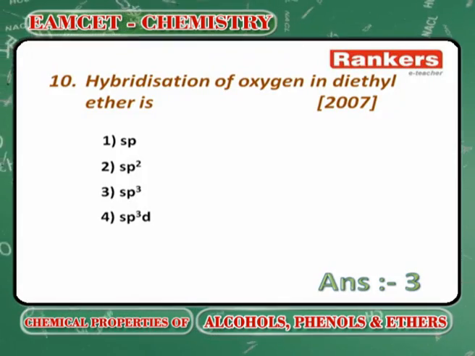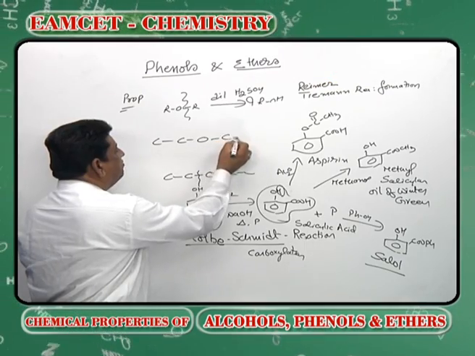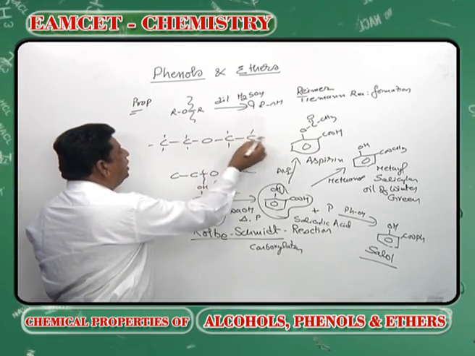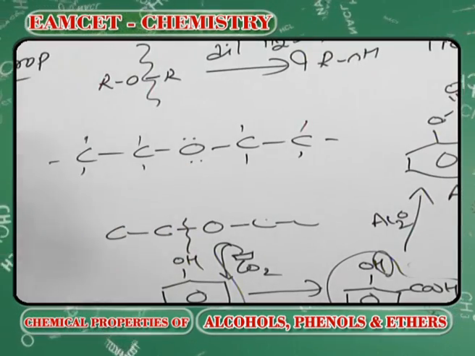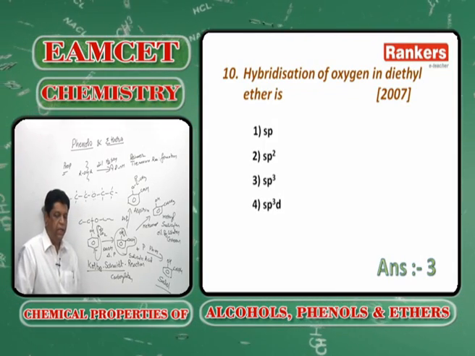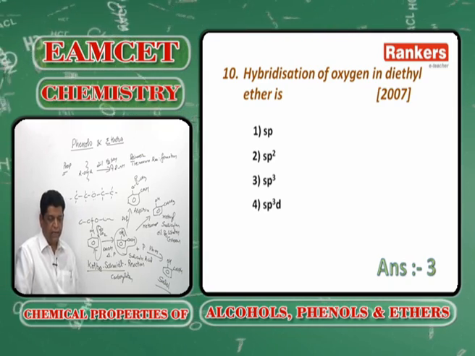Hybridization of oxygen in diethyl ether. Diethyl ether contains 5 atoms, 4 carbons and the oxygen, all of which are sp3 hybridized, including the oxygen also. The question does not specify whether it is oxygen or carbon, but all the atoms will have sp3 only. So, therefore, answer 3 is the right answer. Next.